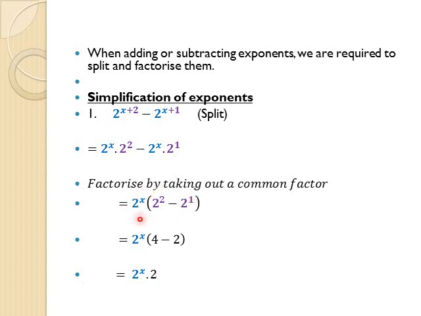So I hope you take note of that step, because I'm tired of marking where learners write 2 minus 1 instead of 2 to the power 2 minus 2 to the power 1. So 2 squared gives me 4, 2 to the power 1 is 2. So 4 minus 2 gives me 2, and my final answer is simply 2 to the power x times 2 to the power 2. So there I've simplified it as far as I can. Right, now let's look at a more complex problem, number 2.